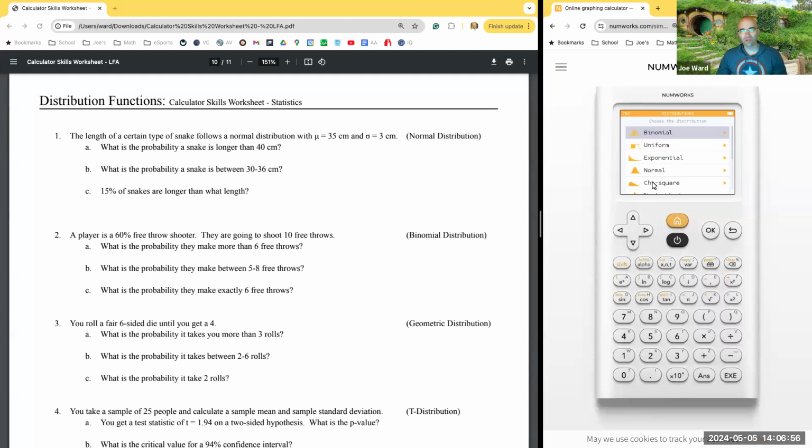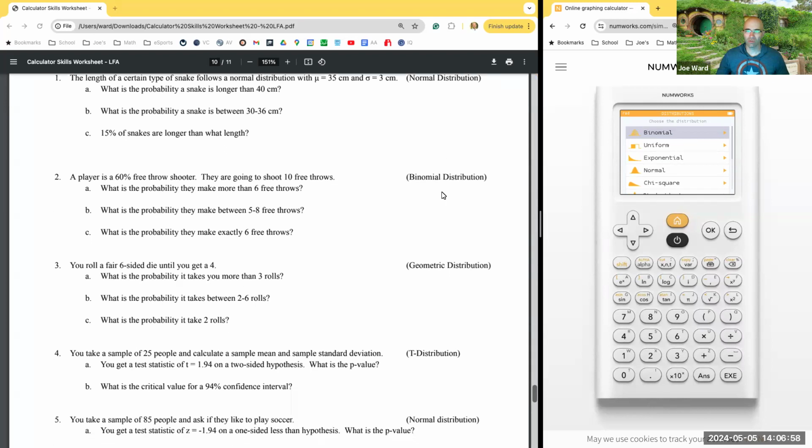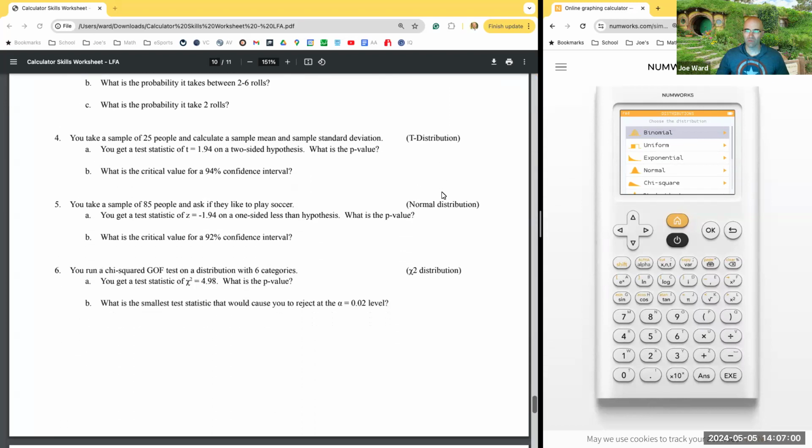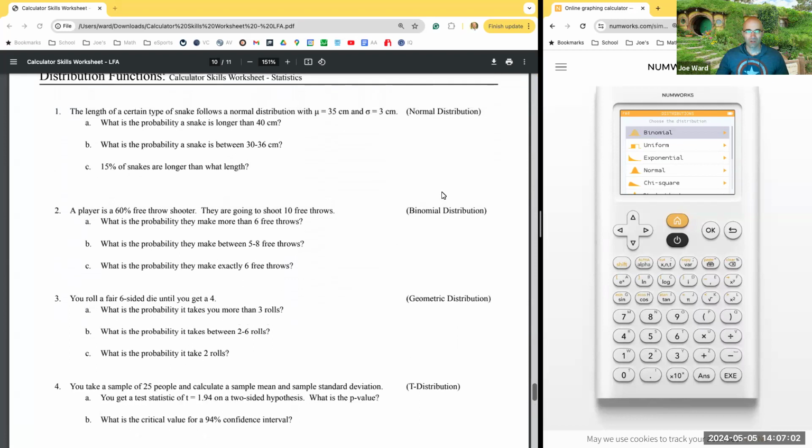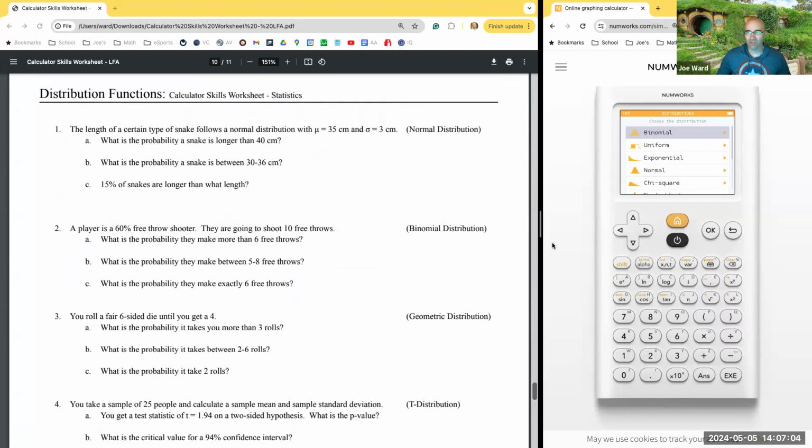But those other four we're going to use, and they're displayed over here: normal, binomial, geometric, t, and chi-squared. So we're going to try and answer these questions. I'll show you how to use your calculator to answer them. This first one, it says it's normal, right? We have a certain type of snake follows a normal distribution. So over on our calculator, we'll go to normal.